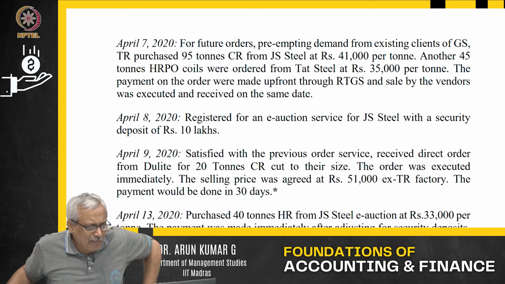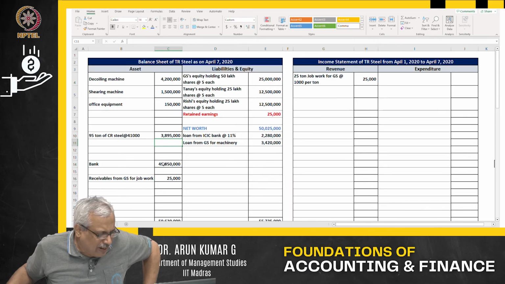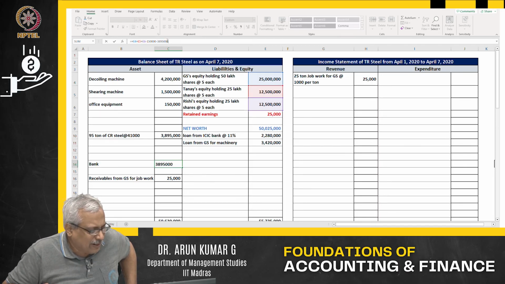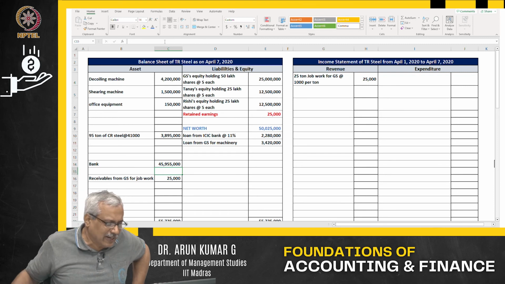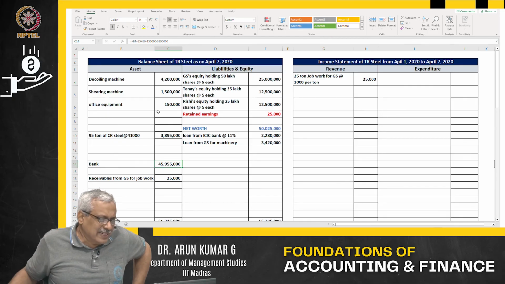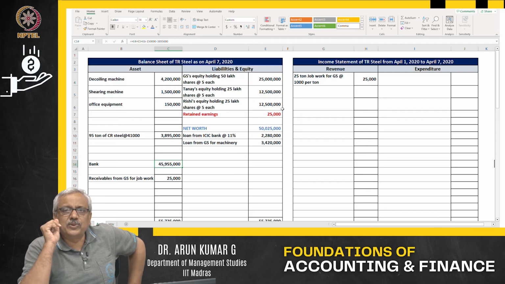Yes. The payment on the order was made upfront through RTGS. That means what has happened? You have made the payment. When you made the payment through RTGS, what happens? Your bank balance which was there will reduce by the amount of payment that you have made, and that is what I have done here. You can see the formula bar. Sir, why am I not highlighting that particular cell? I could have just clicked the cell instead of typing it. Wait, you will understand why I don't do it.